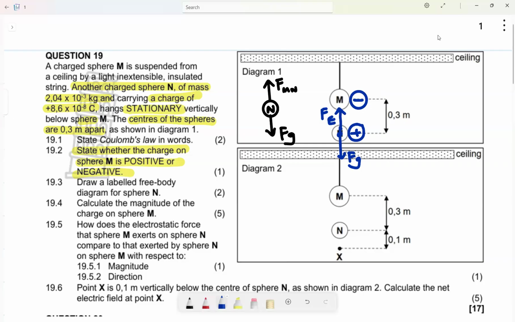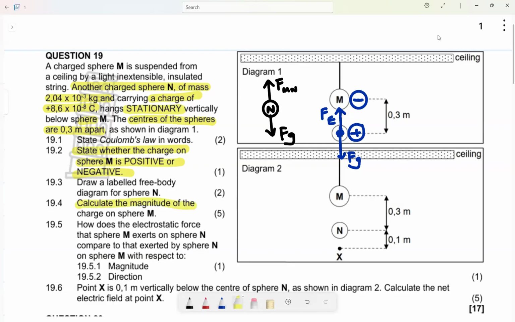They say draw a labeled free body diagram for sphere N. For sphere N, here it is. Remember how to draw a free body diagram? You just replace the sphere with a dot. There it is, my free body diagram. Cool.